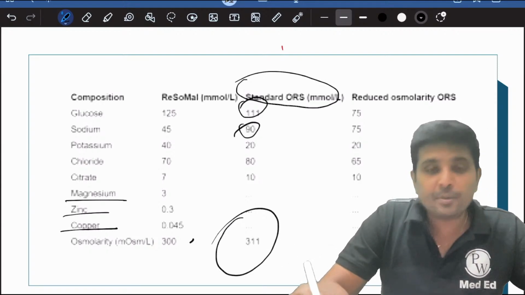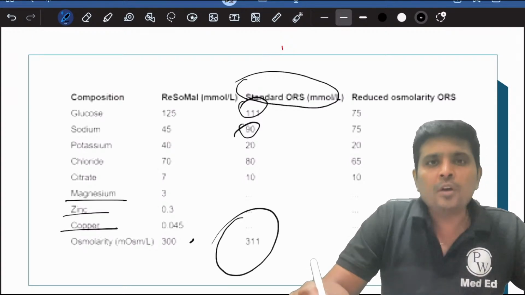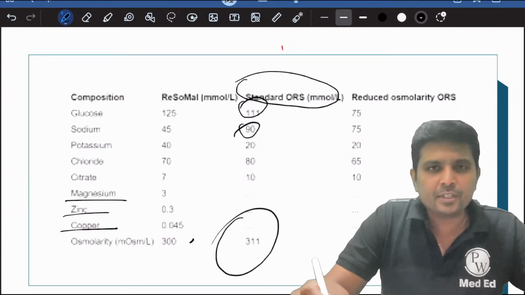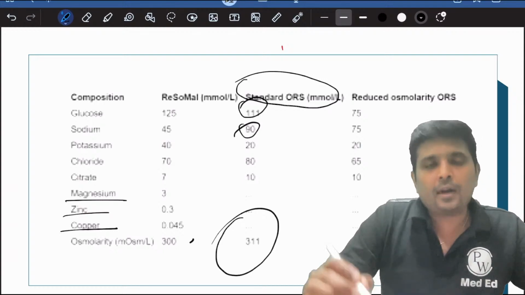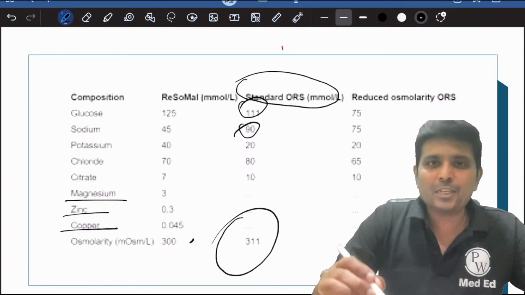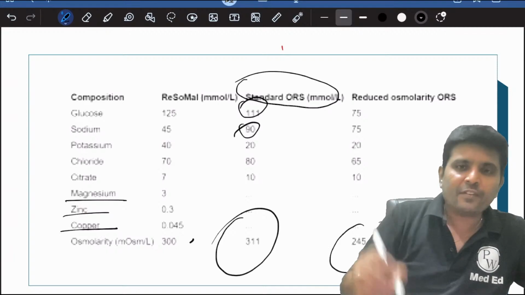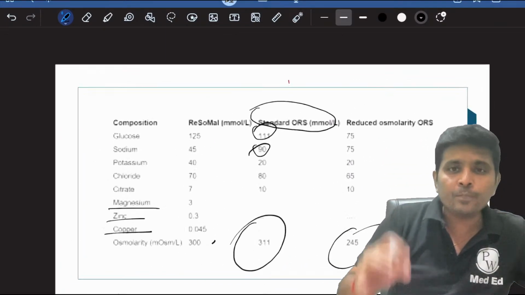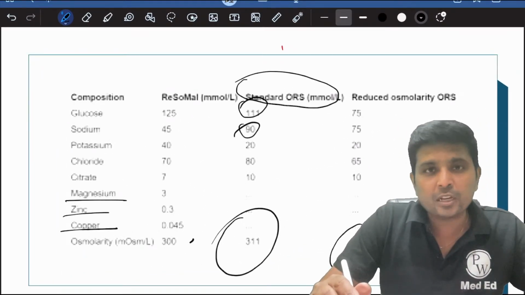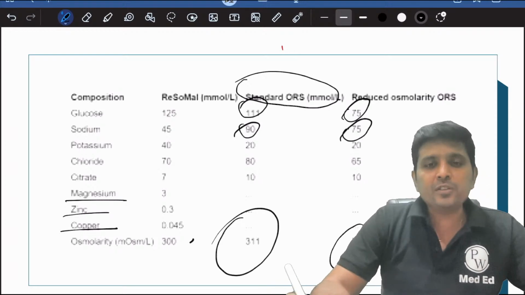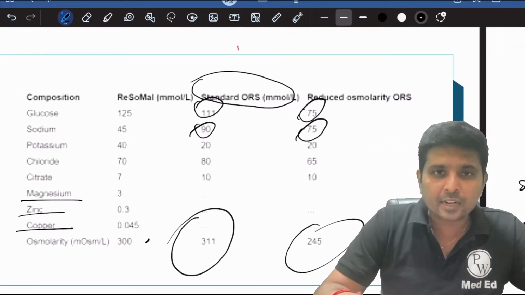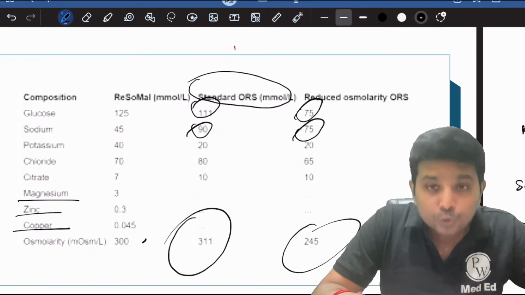Later on, they found that the majority of diarrhea is mainly due to viral diarrhea, particularly rotavirus, Norwalk virus, in which the amount of glucose and sodium that is secreted into the intestine is less. So the osmolality of old ORS has been reduced from 311 to 245, an important MCQ, because they had reduced the glucose value from 111 to 75 and the sodium value from 90 to 75. So this is called reduced osmolality or new WHO ORS, the standard ORS right now.